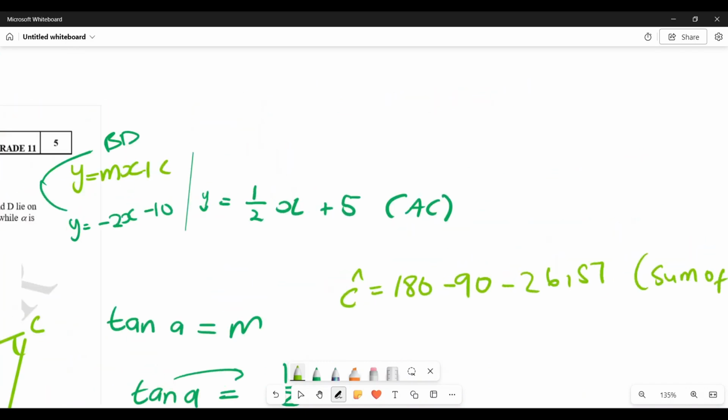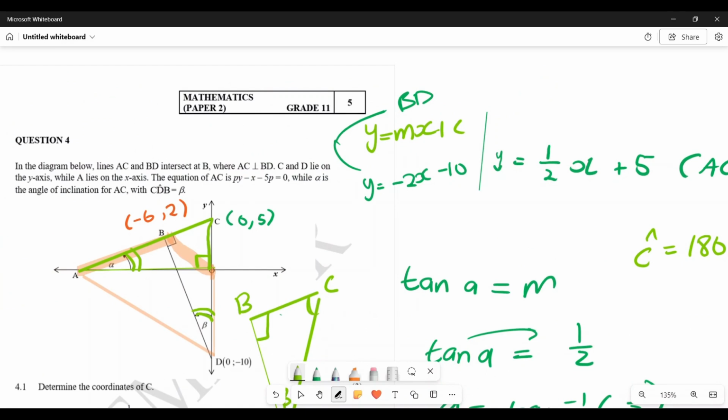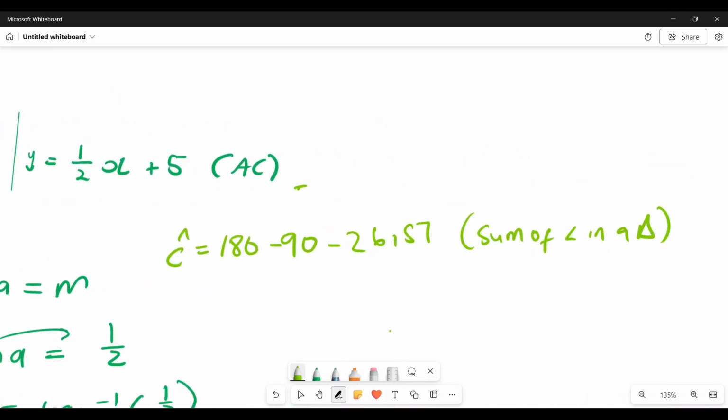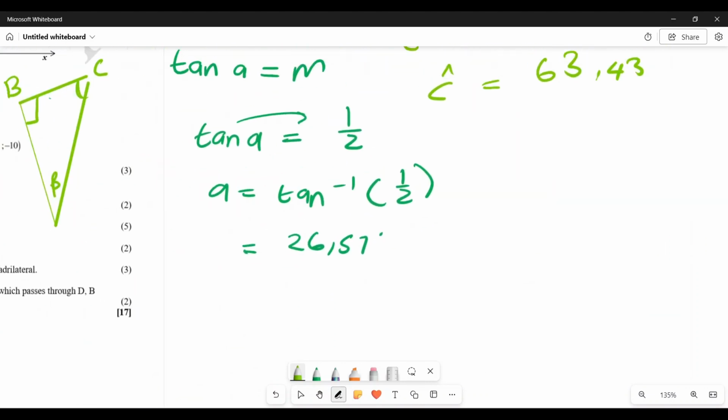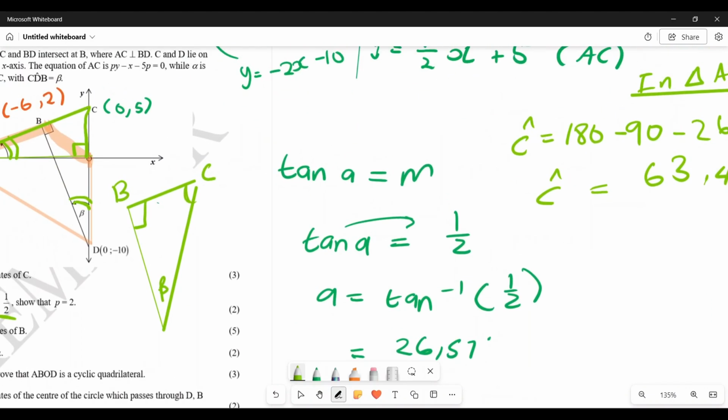And to be specific, which triangle am I referring to? I'm referring to triangle ACO. So here I'm going to name it: in triangle ACO. Now, as a result, my angle C is going to be equal to 63,43. So I know that this angle here is 63,43.